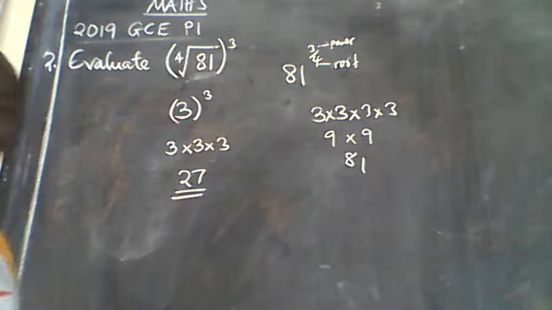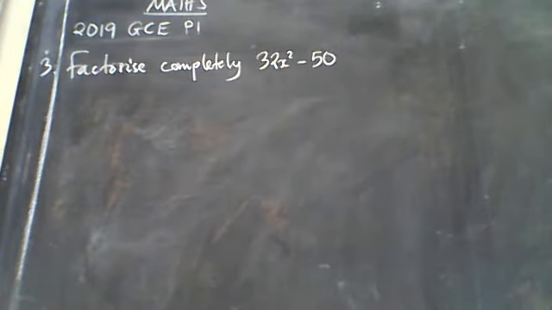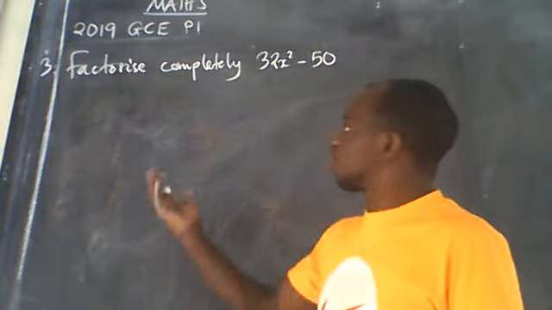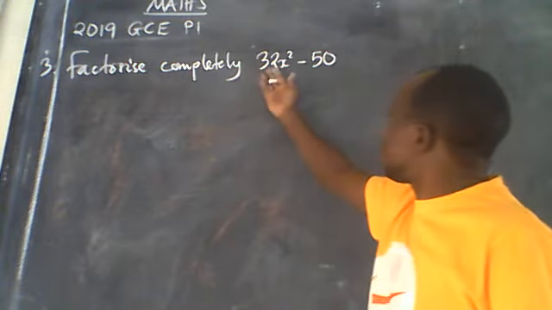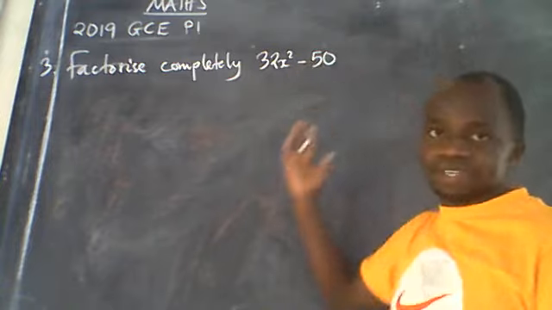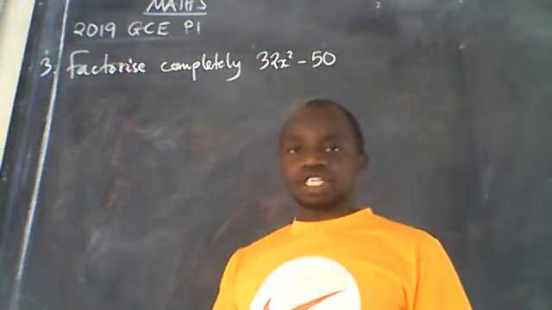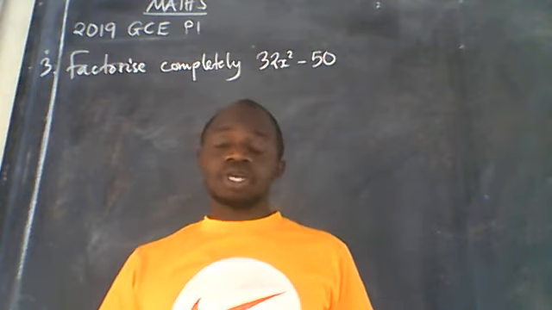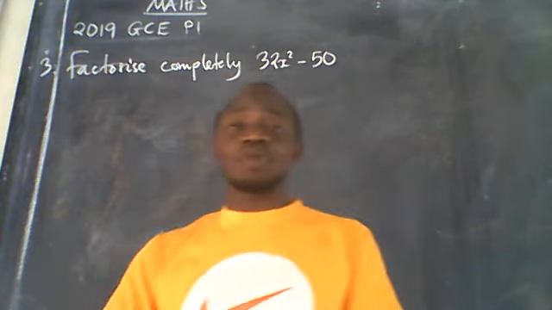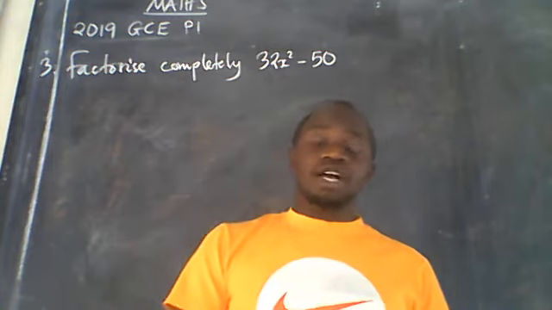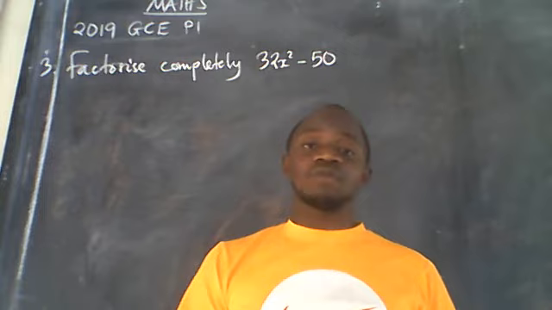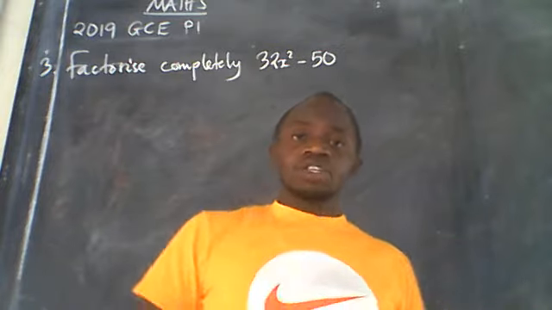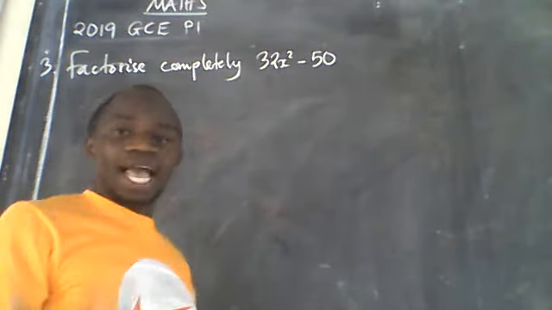Next question, 3. Factorize completely is the next question here. Factorize completely: 32x squared minus 50. Okay? Remember factorization can be in grouped form. Factorization by grouping. We also have difference of two squares. We also have quadratic expressions. Okay? So you have to identify the type.